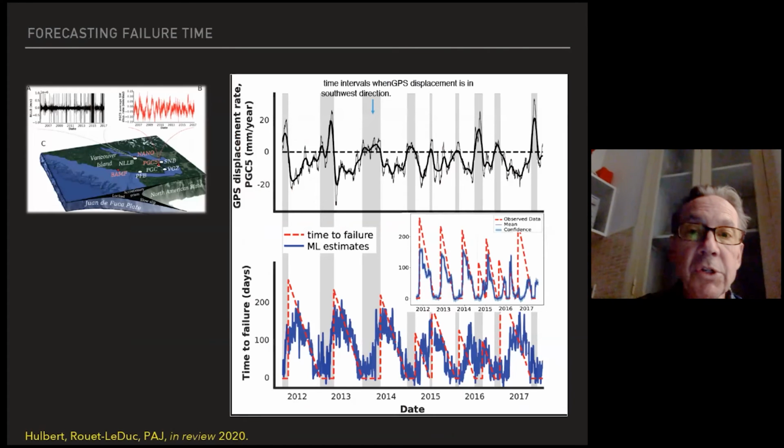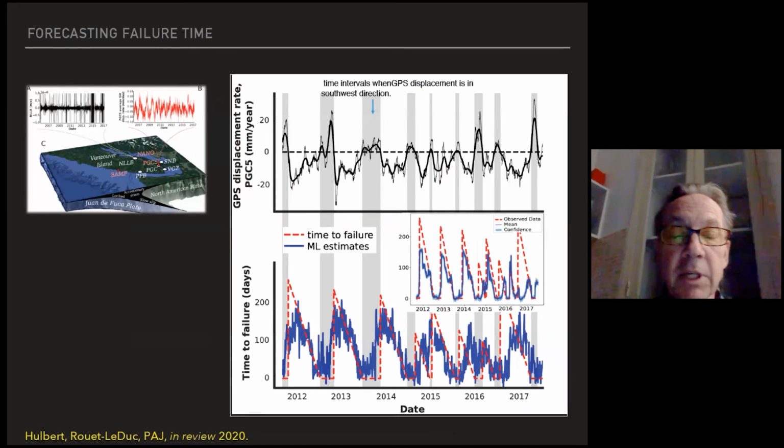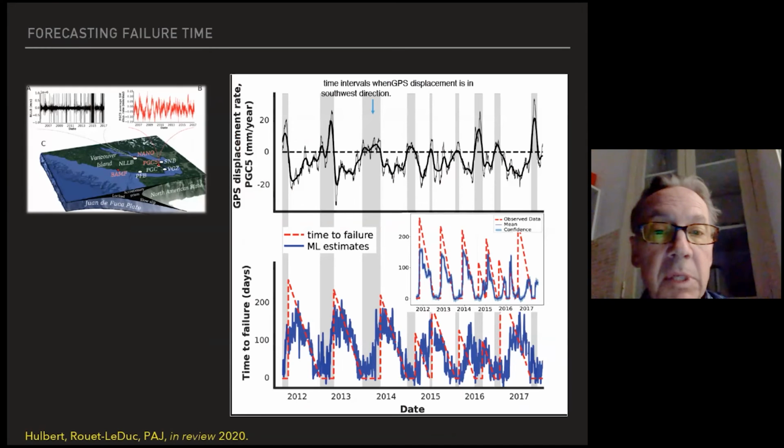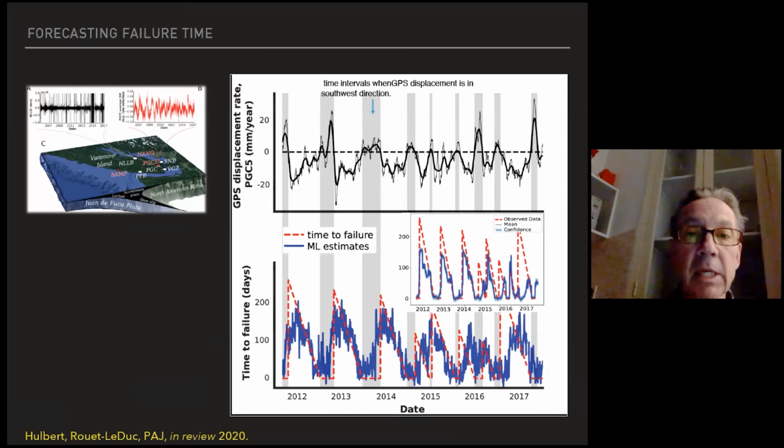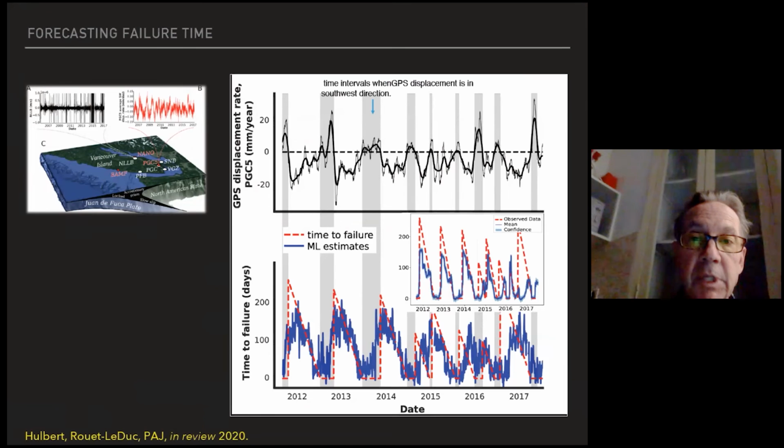So we can also predict the time to failure in the exact same way we did in the laboratory. And that's the bottom right-hand panel. The red dashed is the time to failure assumed from the slow slips that are well known in Cascadia and elsewhere. And the blue line is the predicted signal. So the next slide, please.